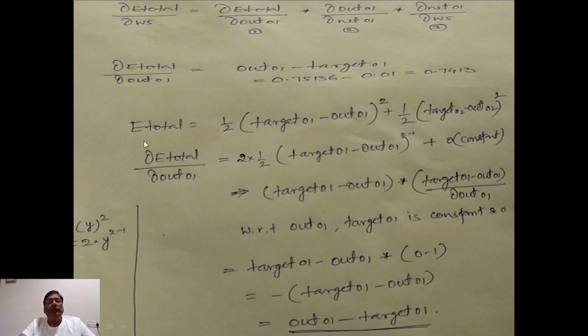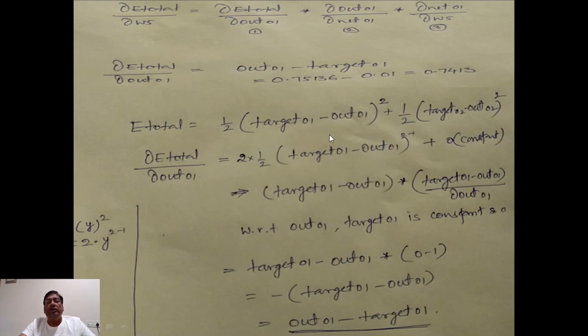So E total, as we know, is the total error, which is nothing but 1 by 2 into target O1 minus out O1 whole square plus 1 by 2 into target O2 minus out O2 whole square and so on. So this is nothing but our E total. Now E total with respect to out O1, if you want to find out over here, the partial differentiation of E total with respect to out O1, if you are going to calculate, we know that if it is a y square, I can write y square as 2 into y to the power 2 minus 1 over there.